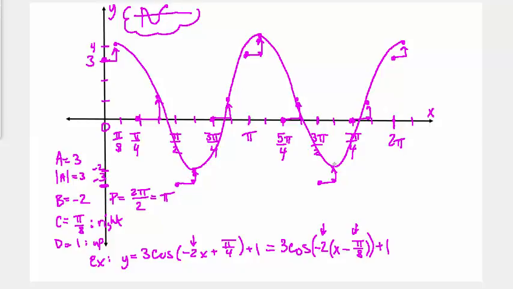And that, folks, is how we can transform using every single transformation. There's an amplitude that's different, which is a vertical stretch because A is 3. There's a horizontal shrink in this case. You can tell now the period of cosine is normally 2 pi. In this case, it was shrunk down to be just pi. C means we shifted right pi over 8, and D means we went up 1 unit. 4 different transformations happening in one graph.